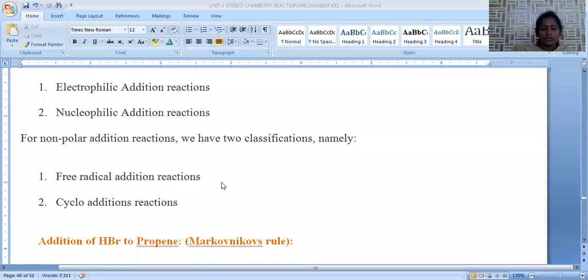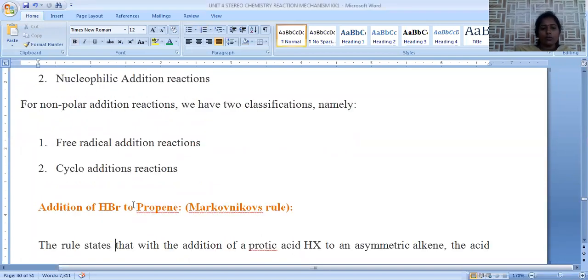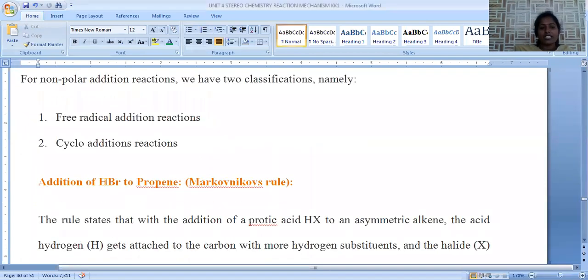Okay. Now the topic is about addition of HBr to propene. It is a part of reaction mechanism. In this, how HBr is added to propene. This is the addition reaction which completely reverses the elimination reaction which we completed in our previous class. Propene, when treated with HBr, unsaturated compound is converted into saturated compound.